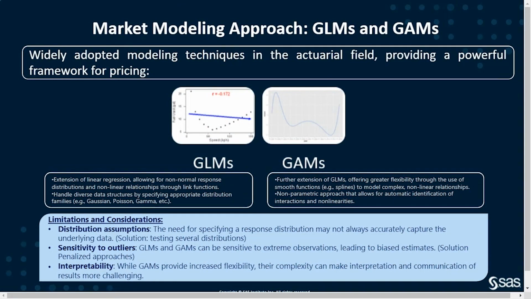However, like all models, both GLMs and GAMs have limitations. They require the specification of a response distribution, which may not always accurately capture the underlying data. Moreover, these models can be sensitive to outliers, which can lead to biased estimates. To address these issues, you can specify and try several distributions and select the one that best fits the data, or you can apply penalized regression to address the issue of outliers. And exactly those considerations about the model limits are a perfect access to the next slide.